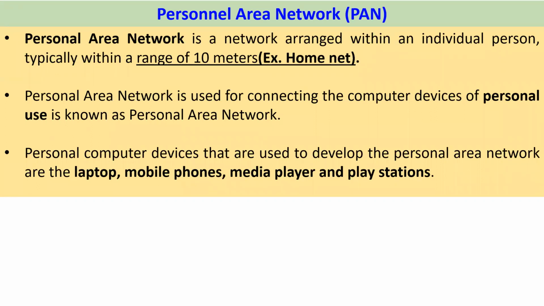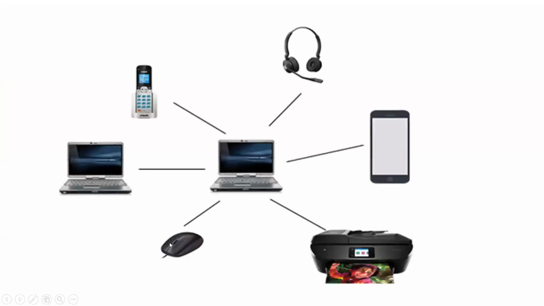Right. Then look at the diagram here. This diagram shows the devices that can attach to the personal area network. All of them are home devices: laptop, smartphone, then mouse, printers also. This type of devices you can attach to the personal area network.